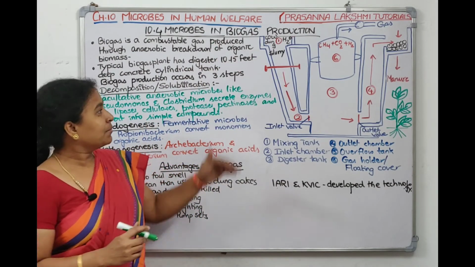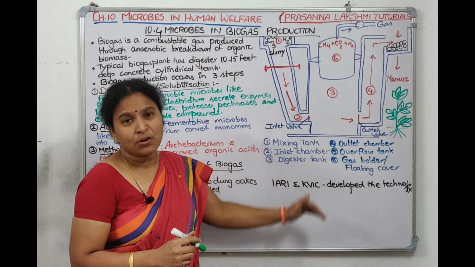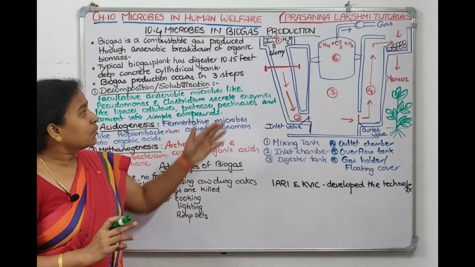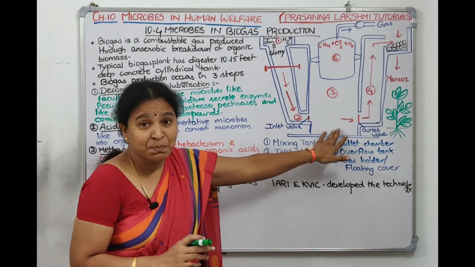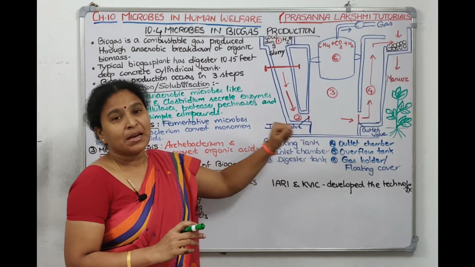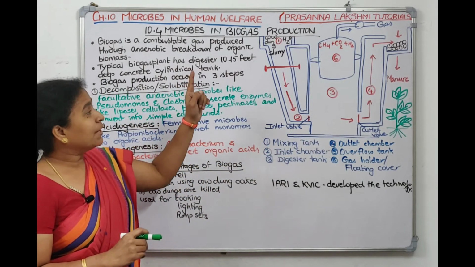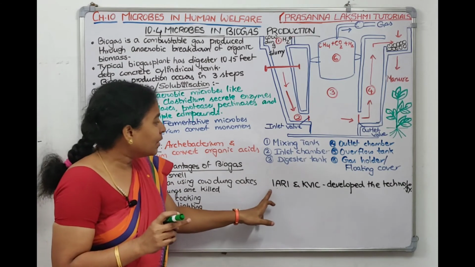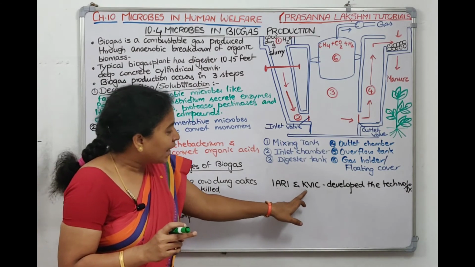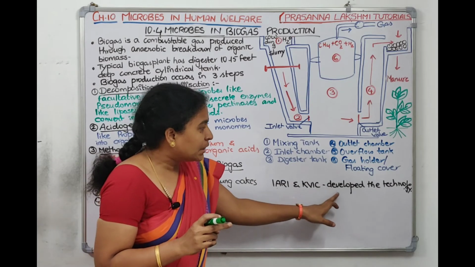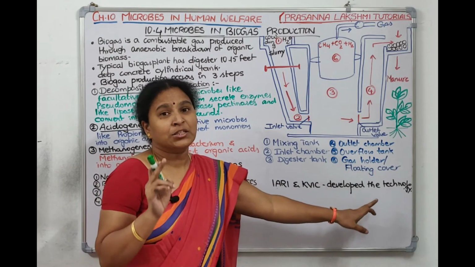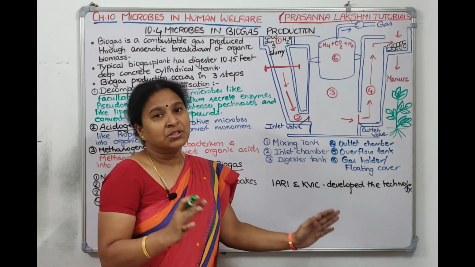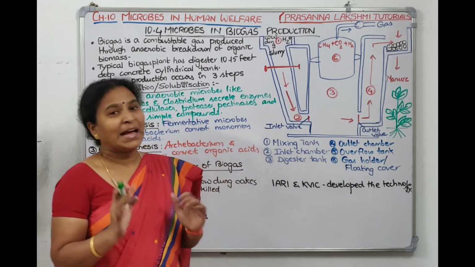To save time, I already drew everything on the board so we can see here. Now this is a typical biogas plant, and who developed biogas production? There are two organizations, one is IARI and the other one is KVIC. They developed this biogas technology and introduced it in villages where cow dung and cattle are there.